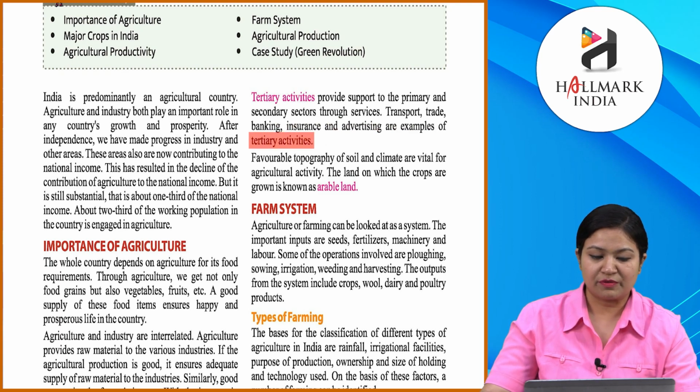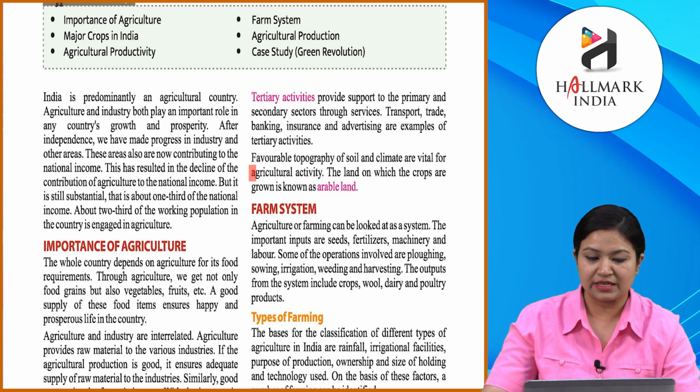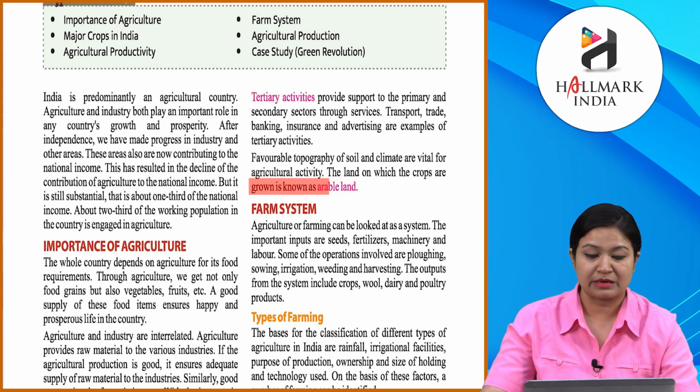activities. Favorable topography, soil and climate are vital for agriculture activities. The land on which the crops are grown is known as arable land.